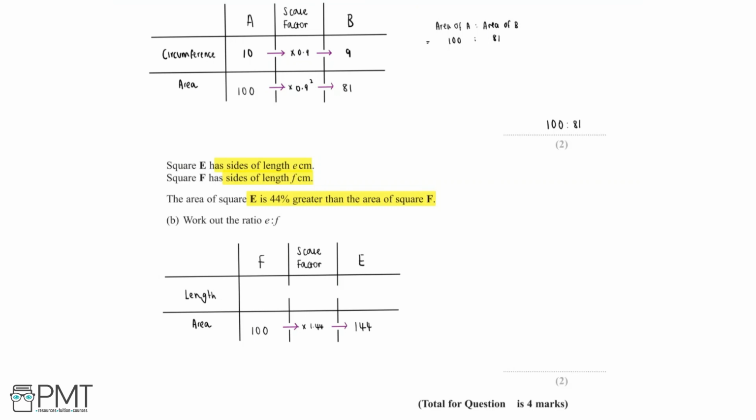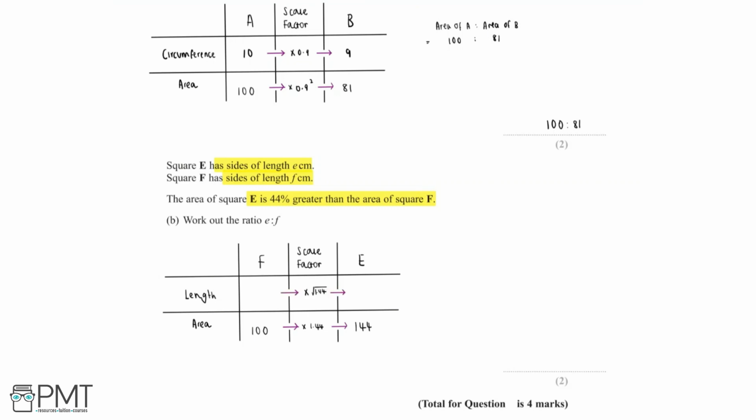Now in part A, we had to square the scale factor to find the area. But in part B, we already know the scale factor for the area, and so the scale factor for the length would be the square root of the scale factor for the area. To get from the area of F to the area of E, we multiply by 1.44, and so to go from the length of square F to the length of square E, we multiply by the square root of 1.44.